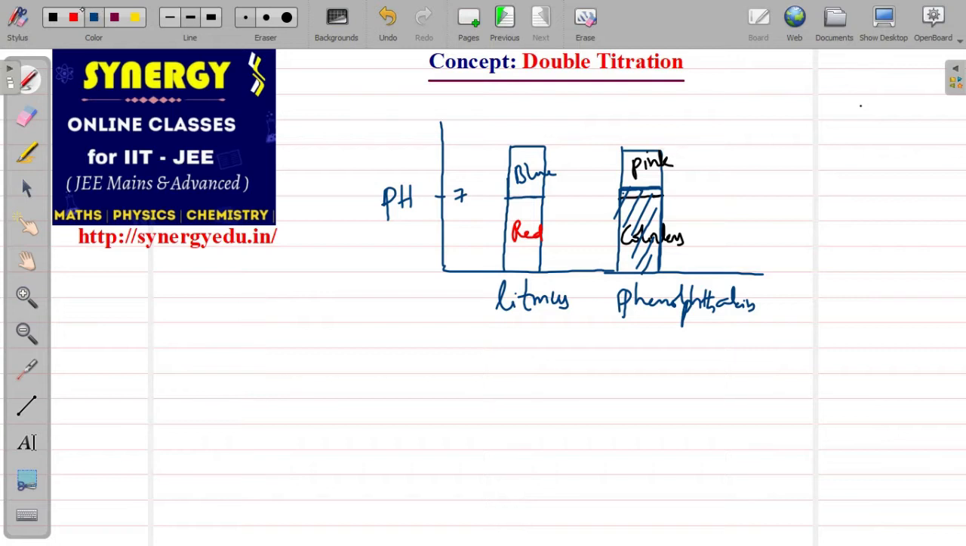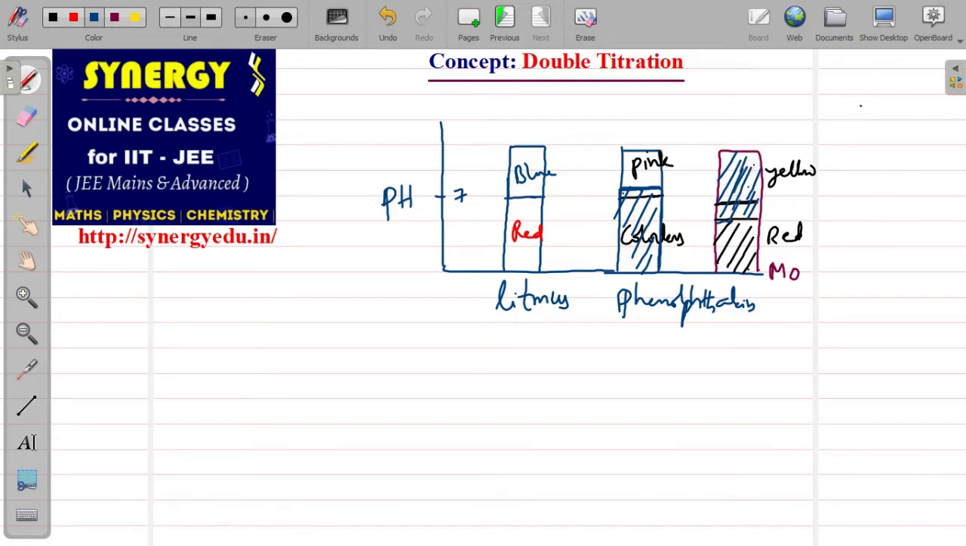Now, if you take methyl orange, let's call it MO, here also don't expect that below pH 7 it will be red and above pH 7 it will be yellow. We know that methyl orange is red in acid medium and yellow in basic medium, but it does not mean that below pH 7 it is red. Only up to a certain region does it show red color, and in all the other portion it is yellow in color.